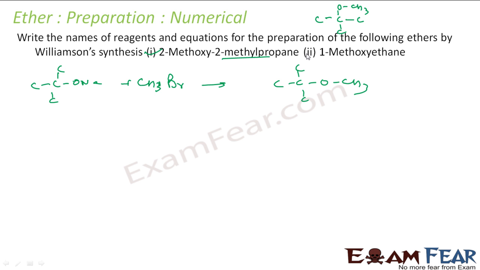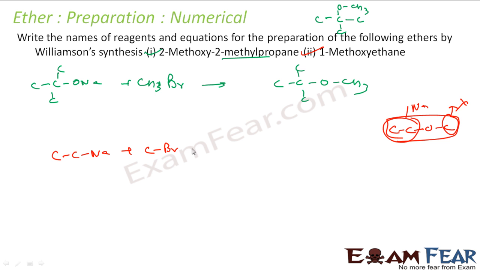Let's see the other one in red. 1-methoxyethane. Let me first draw methoxyethane. So I have ethane, and then I have a methoxy. This is the one I have to form. It's pretty easy actually. The bigger one I'll take with Na, and the smaller one I'll take with some halide. So I'll get something like this. Na plus CBr, I get this with Br.